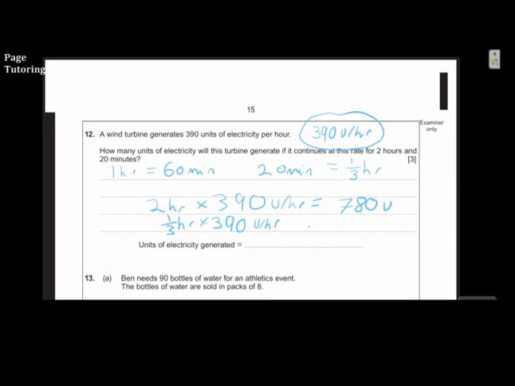Well, timesing by a third is just the same as dividing by 3. So 390 divided by 3 would be 130 units. And I know that because 30 has 10 lots of 3 in it. 9 has 3 lots of 3. So 39 has 13 lots of 3. And then we whack the 0 on the end. That's 130. So the last step is just adding these together. So that gives us 910 units.